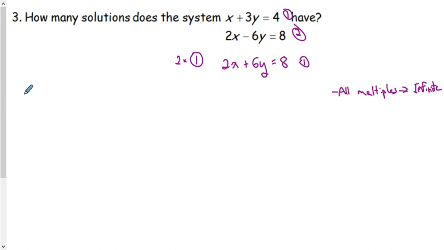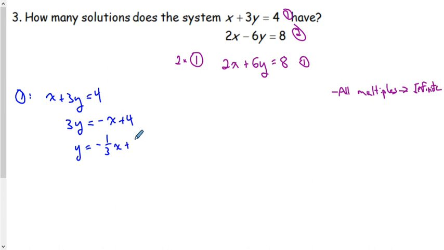So I'm going to take my equation 1, and I'm going to change it around. So I'm going to say, okay, let's start with x plus 3y equals 4. Let's subtract x from both sides. So we get 3y equals negative x plus 4. Now let's divide all sides by 3. So we get y equals negative a third x plus 4 over 3.